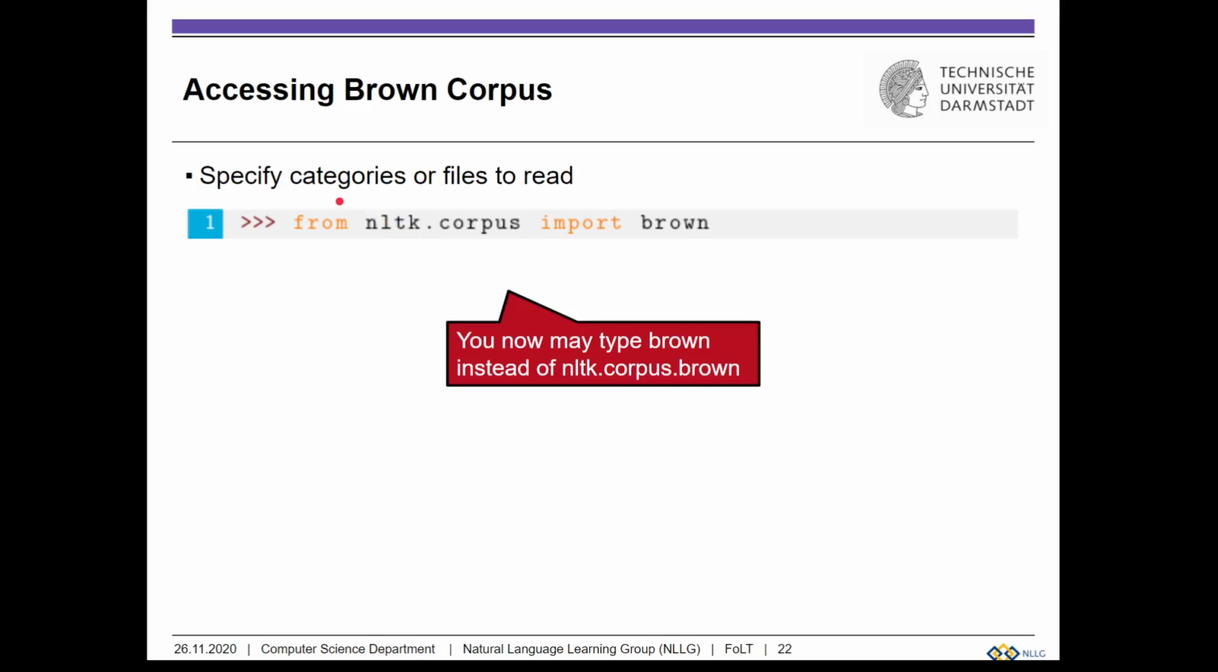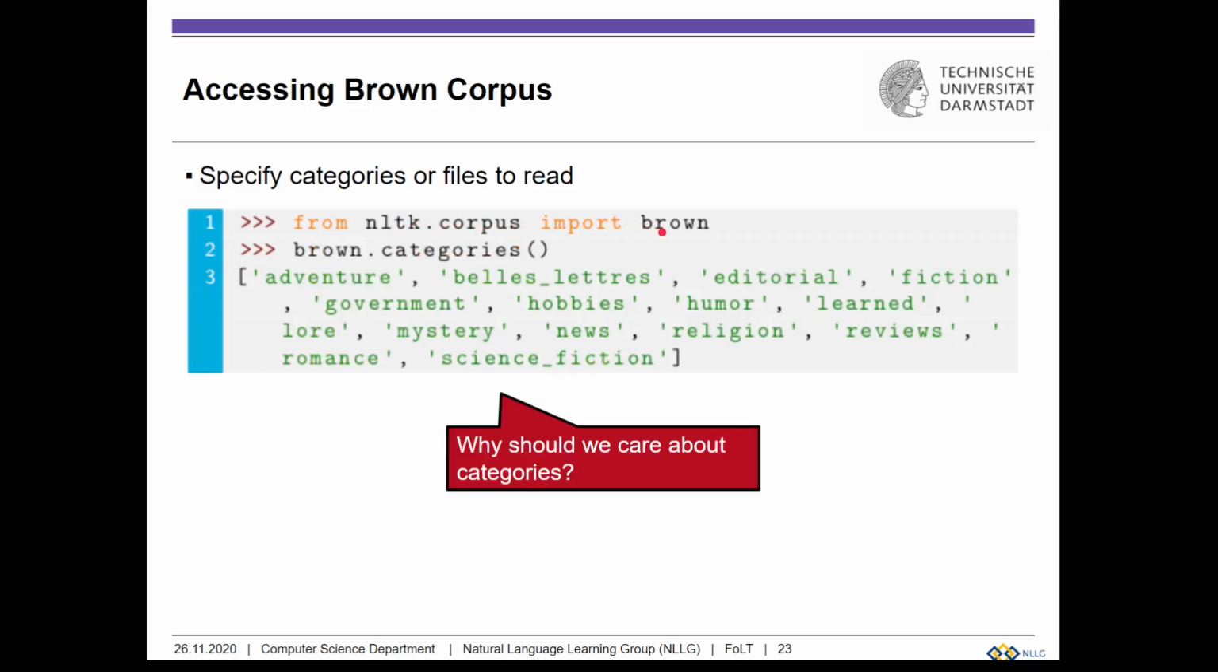Again, how do we access the Brown corpus? We import from NLTK corpus the Brown corpus. We can then check its categories. I've said that the texts in the Brown corpus have been classified into different categories. I would also call these categories labels or classes because we can assign each text document in the corpus one class label, right? One class, one label, one category, one topic. These are often used synonymously in the machine learning and natural language processing community. Here you can check all the categories.